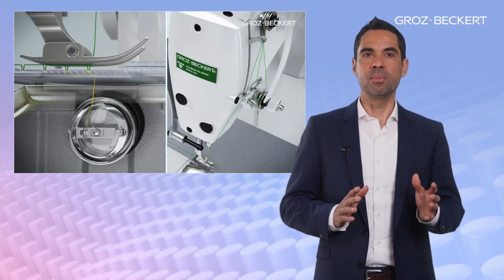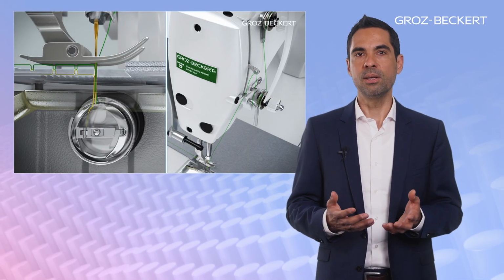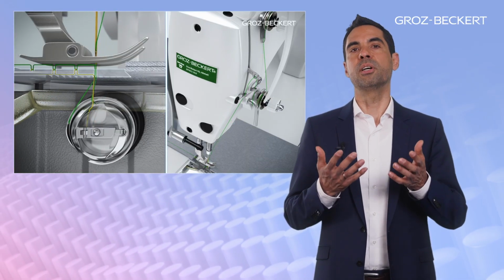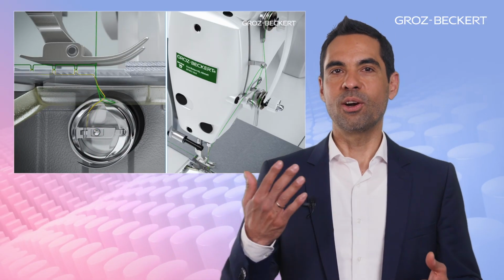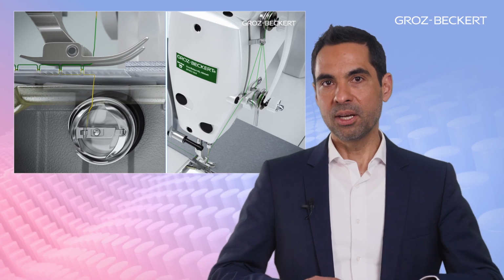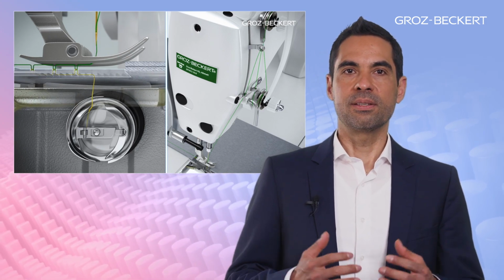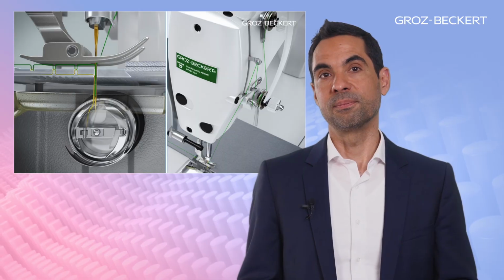At the same time, the take-up lever releases an additional amount of needle thread, which is necessary to build up the stitch. At the moment the looper puts the needle thread around the bobbin thread, excess needle thread is pulled back by the take-up lever. The stitch knot is pulled into the fabric and the stitch is built.